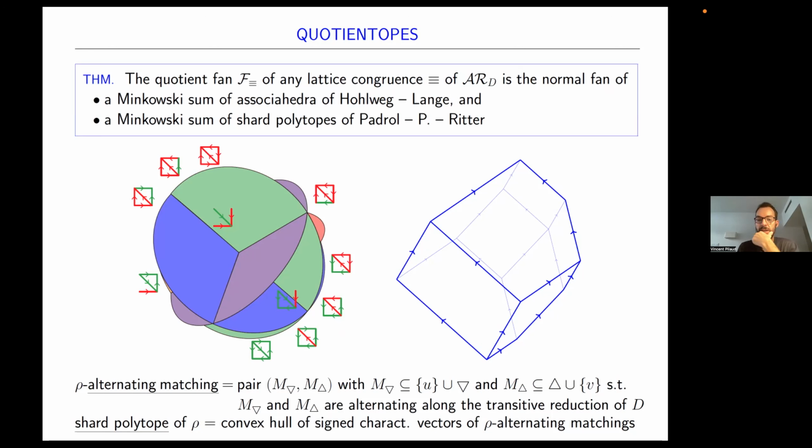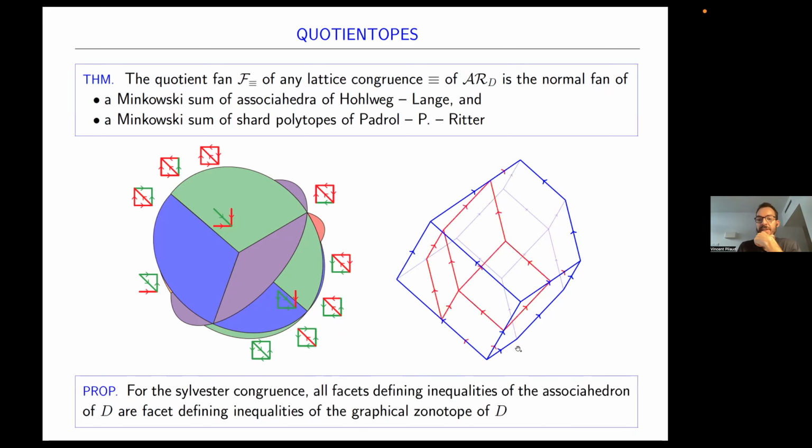One that is particularly interesting is when you take the Sylvester congruence that I mentioned before for the arrangement. Then what you obtain is a natural generalization of the associahedron, but for your graph D. The oriented graph of this associahedron is the Tamari lattice for this graph D. And it turns out, this is weird, that you can obtain it by deleting inequalities in the graphical zonotope. So it's exactly the same as Loday's associahedron. You can do that here.